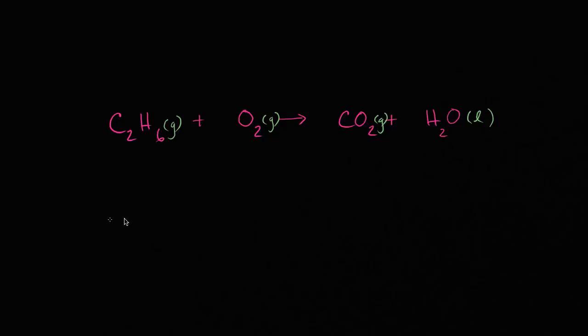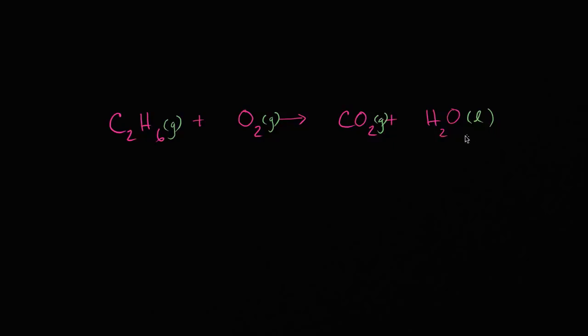Alright, now we have another combustion reaction. Instead of ethylene, we now have ethane in place. C2H6 contains 2 carbon atoms and 6 hydrogen atoms within each individual molecule of ethane. And it is reacting, ethane gas, with molecular oxygen in its gaseous form, and they combust to form carbon dioxide gas and liquid water.